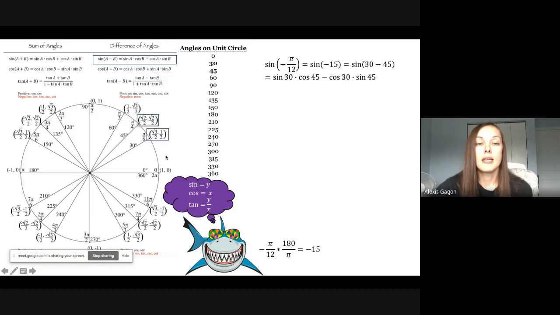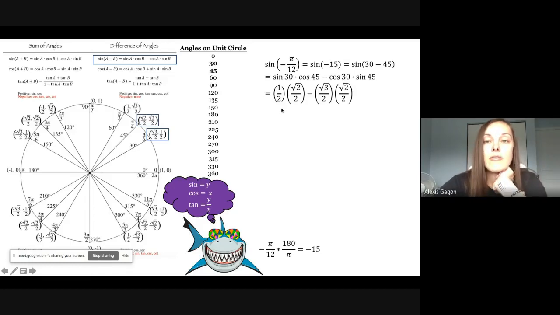And then this is our 30 degrees, this is our 45. Sine is your y value, cosine is your x value. So the y value at 30 is 1/2. The x value at 45 is square root of 2 over 2. The x value at 30 is square root of 3 over 2. And then the y value at 45 is square root of 2 over 2.